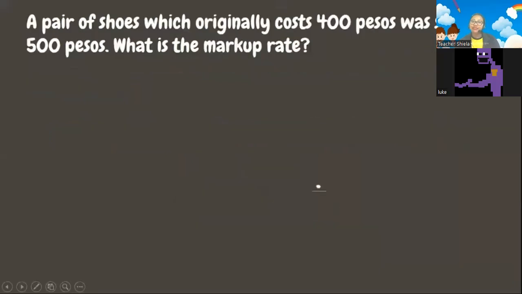Now, there you go. Another example. Can you please read that? A pair of shoes which originally cost 400 pesos was sold for 500 pesos. What is the markup rate? What do you think is the markup rate?